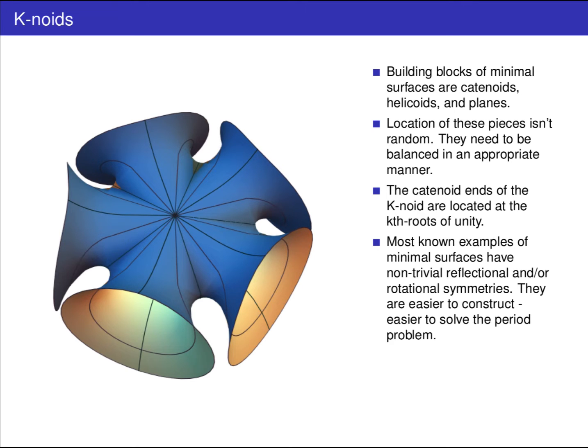Most known examples of minimal surfaces have non-trivial reflectional and/or rotational symmetries, simply because they're easier to construct and easier to then solve the period problem. So this 5-noid has some reflectional symmetries and obviously rotational symmetry as well. With Weierstrass representation, g of z equals z to the k minus 1 power, dh equals z to the k minus 1 divided by (z to the k minus 1) squared, dz.